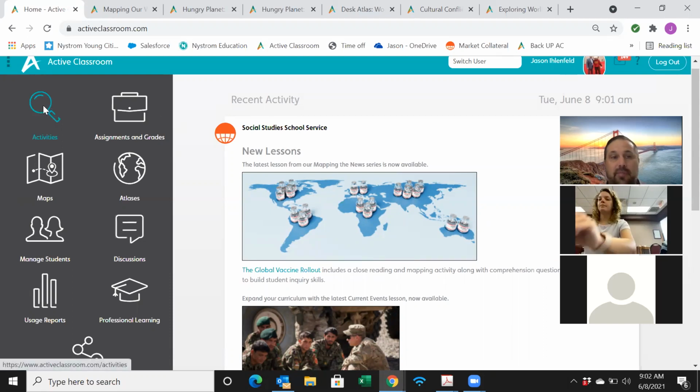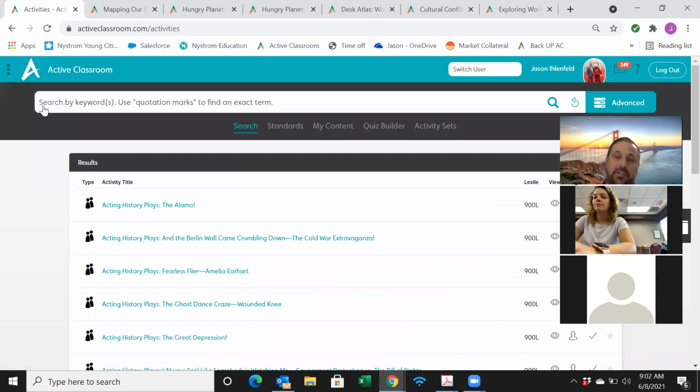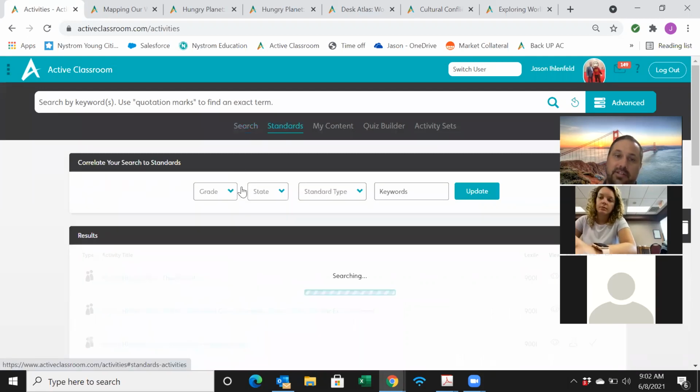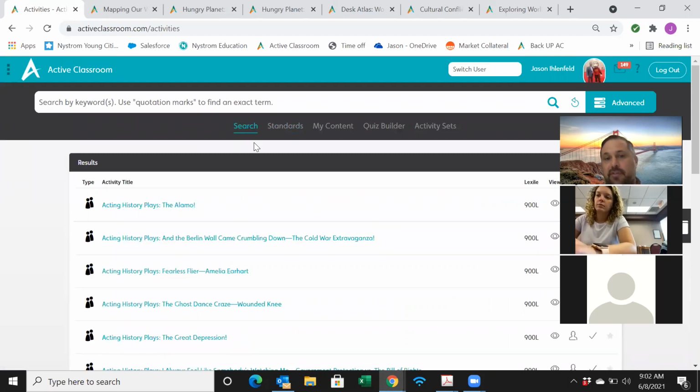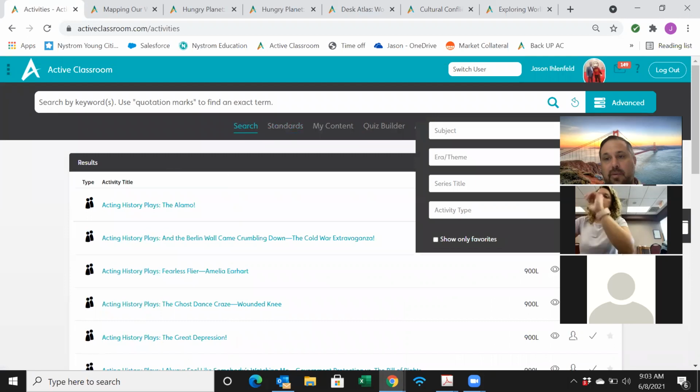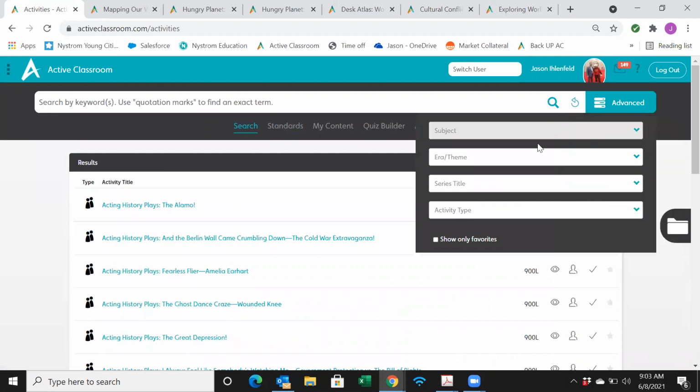All right, most importantly, we're going to go into the activities over here to search this way. As you are probably familiar, there are several ways to search. You can search by keyword. You can search by TEKS right here, so you can select your grade level and select the 2018 adopted TEKS to search that way. But for today, I'm going to focus more on the advanced button over here because I wanted to show you some series that I thought would be really good for you.